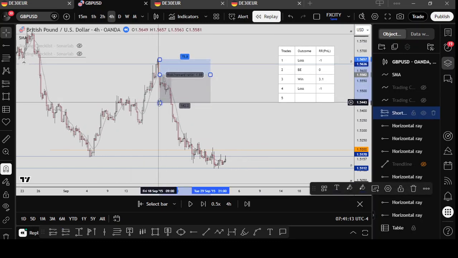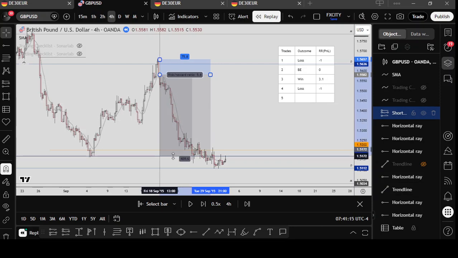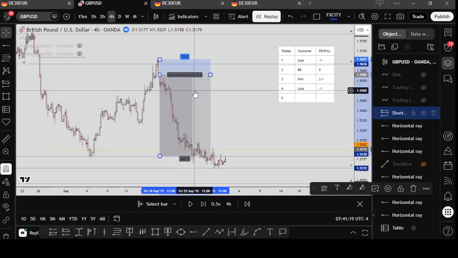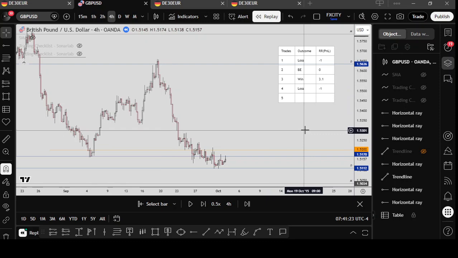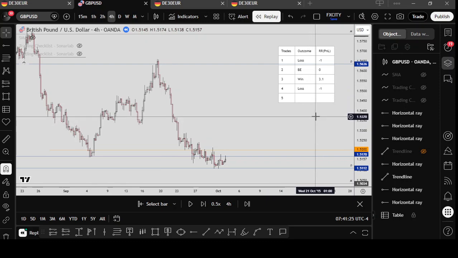And given that this is just one pair, right? Given that this is just one pair, making 2.1 R is still a very good number for the month. So let's say you are trading 4 to 5 pairs, like I said in the last video. So you are making 2.1 R on this for the month, and then on other pairs you manage to get some decent results as well.